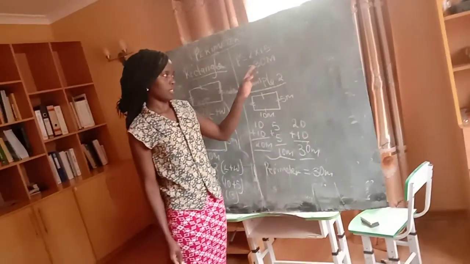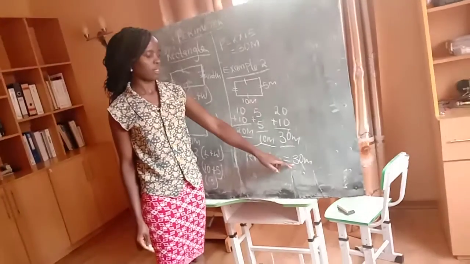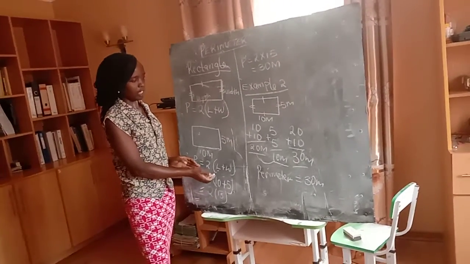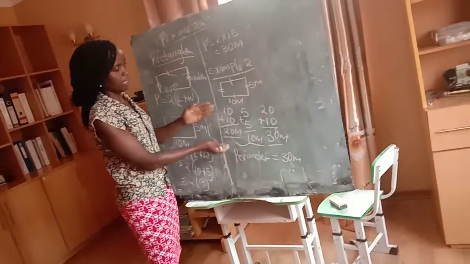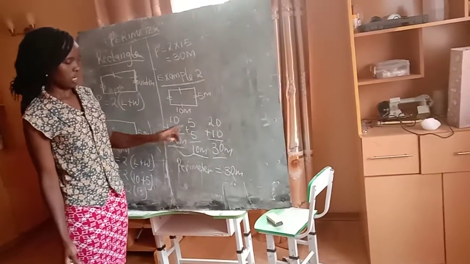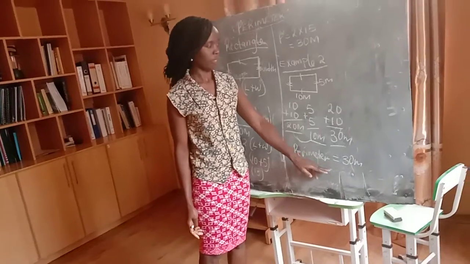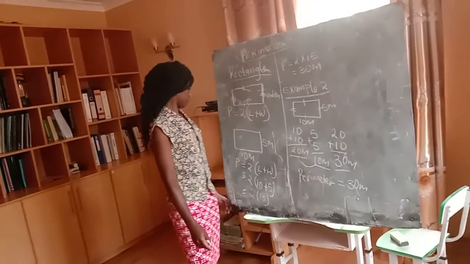You can see you have gotten the same answer. Here we have gotten 30 meters and here we have gotten 30 meters. This is when we use the formula. If you forget the formula, there's no problem. You can also do it in this way and you're still going to get the same answer. So I hope you are together.